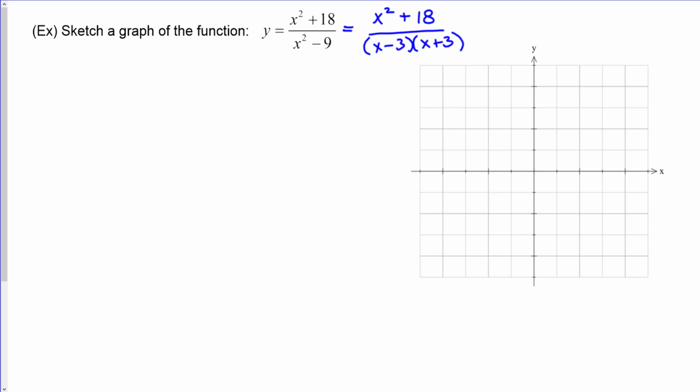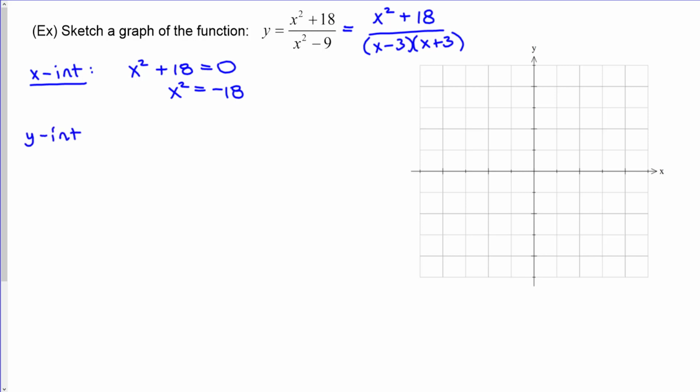All right, so beginning with x-intercepts. X-intercepts occur where the function itself is equal to 0, and in particular for a rational, it's just where the numerator is 0. But this doesn't have any zeros, because if I move the 18 over I end up with x squared equals negative 18. So there are no solutions, which means there are no x-intercepts.